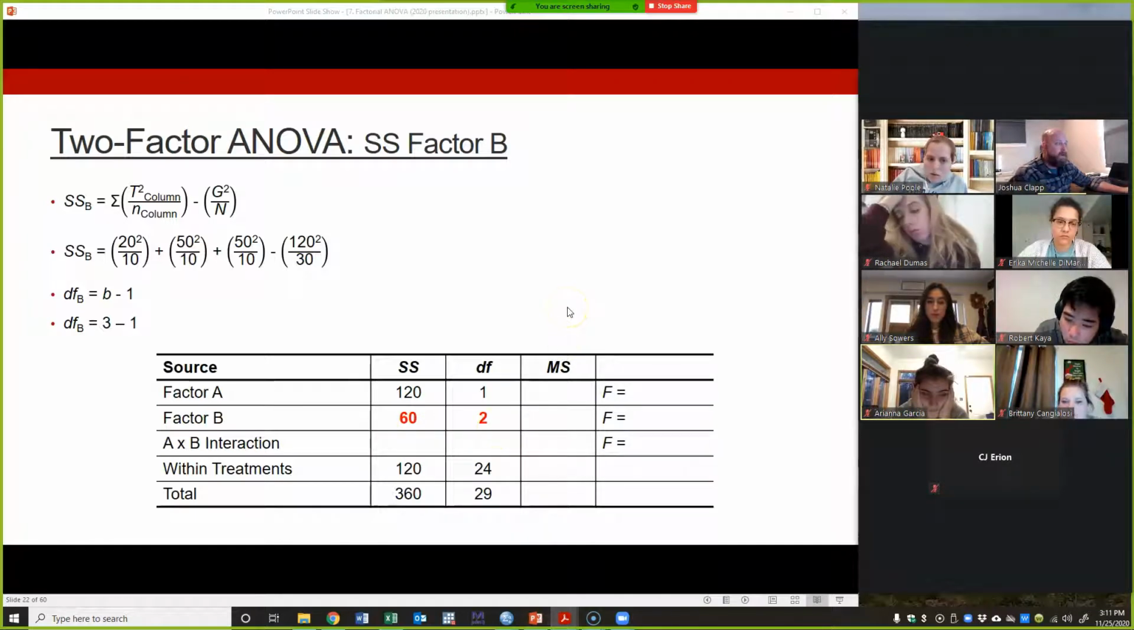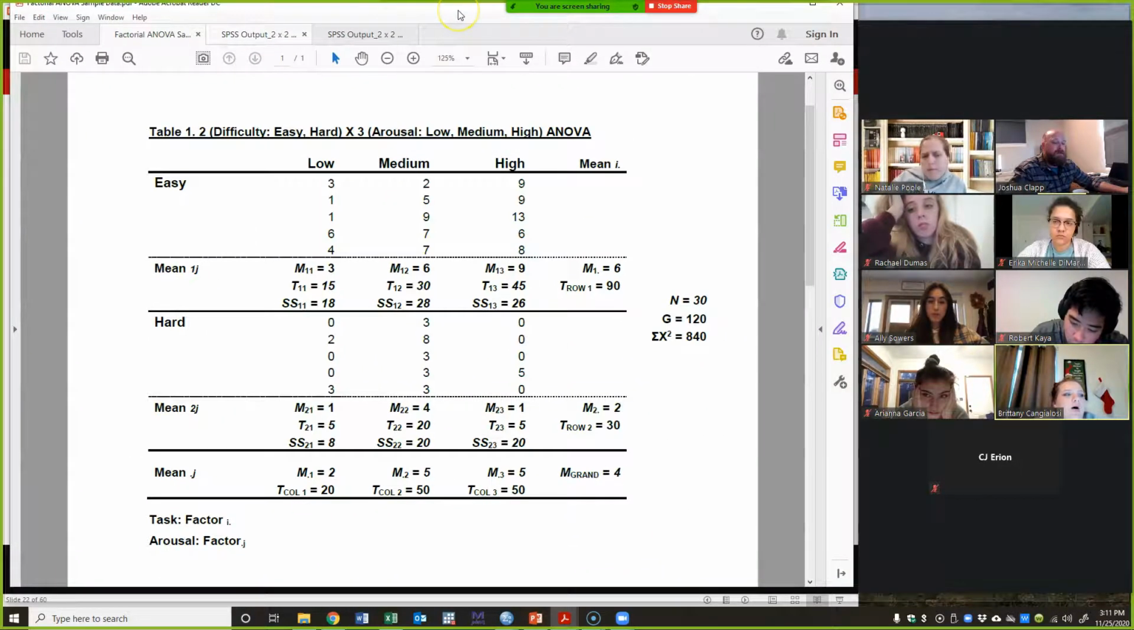I'm good there. Can I ask a question? Yeah. I'm understanding where you're getting these numbers from. I just want to clarify for myself. So this 20 squared, is that where the 20 comes from? Yeah. So like, on this chart.